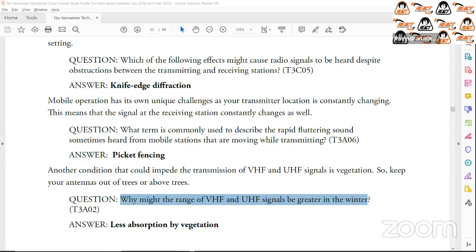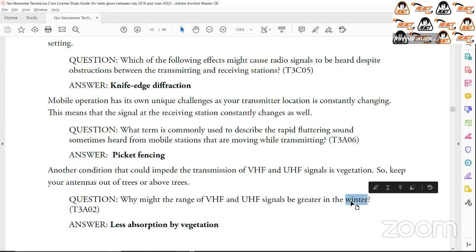We will discuss a little bit more about that a little later on in the course as to HF signals, right? The point that they're making here in this question, why might the range of VHF and UHF signals be greater in the winter? So notice that this is an American exam, right, that we're looking after. So they're talking about winter. So they're kind of asking a roundabout question. Why might the range of VHF and UHF signals be greater in the winter? But look at the answer that they're saying.